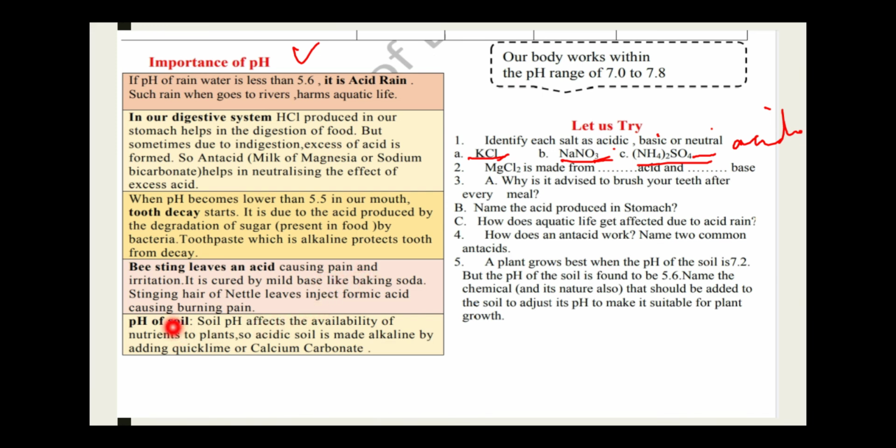ओके, नाउ अनदर वन इज़ pH ऑफ सॉइल. The soil pH affects the availability of nutrients to the plant. So acidic soil is made alkaline by adding quicklime या कैल्शियम कार्बोनेट. अगर हमारी सॉइल ज़्यादा एसिडिक है तो प्लांट्स अच्छे से ग्रो नहीं कर पाएंगे, हमारे प्लांट जल्दी मर भी सकते हैं. तो उनको बचाने के लिए हम अपनी सॉइल के अंदर टाइमली क्विकलाइम या फिर कैल्शियम कार्बोनेट ऐड करते रहते हैं.